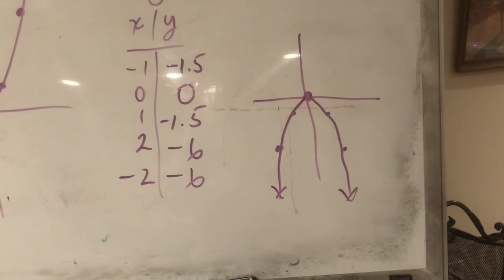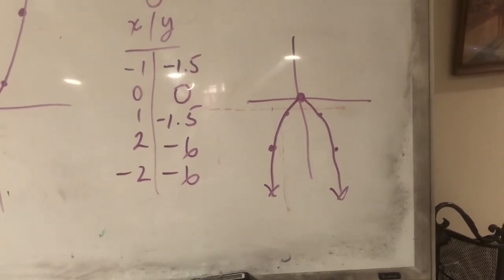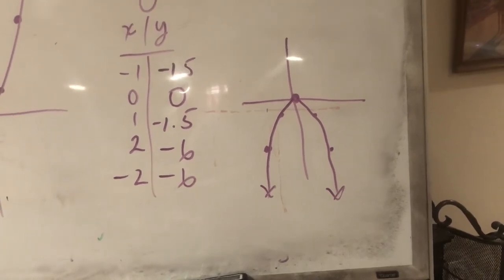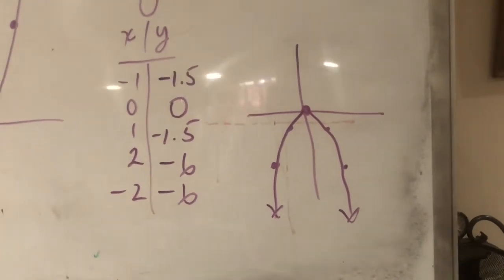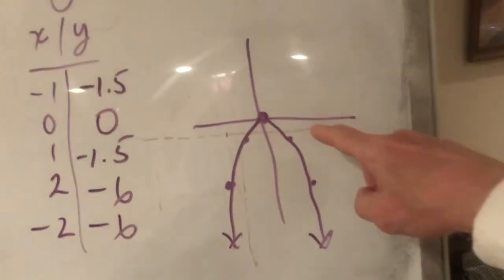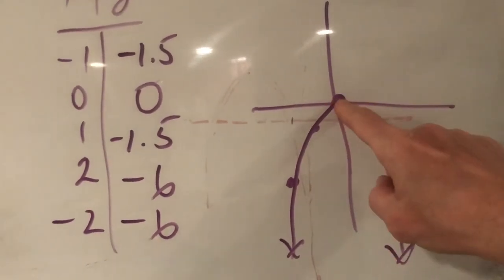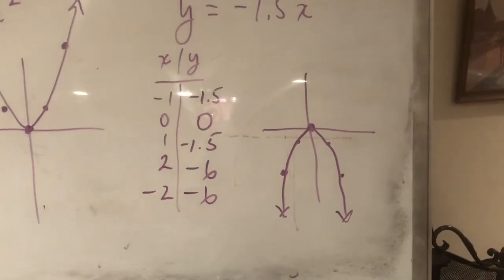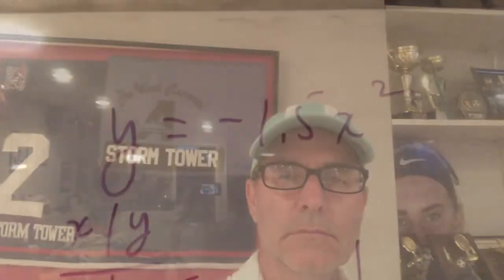All right, and again, our vertex is 0, 0. You see it's a stretched, narrow graph. Okay, and again, the axis of symmetry is our y-axis. Okay, this vertex is a maximum point now. So maximum point 0, 0, there it is. It's the highest point in that graph. And that's how you deal with a negative value for a.